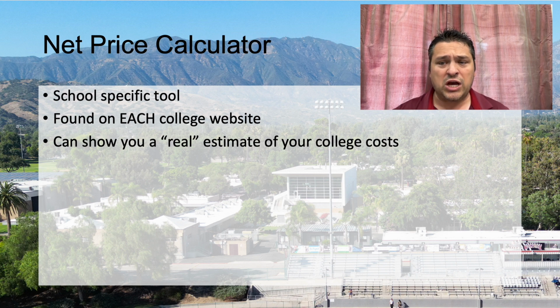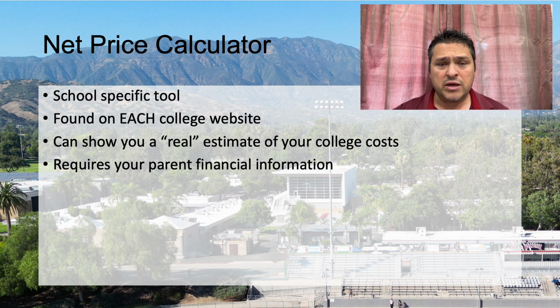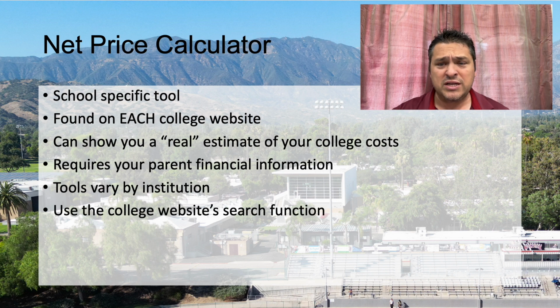The tools will generally require some information regarding your parents' financial situation, but the information required for each college's net price calculator will differ. Most times, the net price calculator can be found in the financial aid page of the college's website. To make it easier, we recommend using the college's search function, if available, to find it quickly. The following is a brief tutorial on how to find the net price calculator on one of the common colleges our students will apply to.